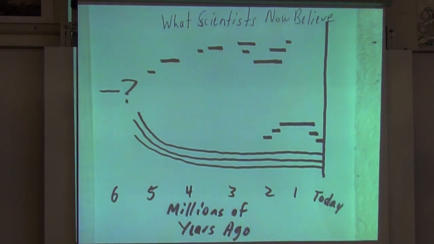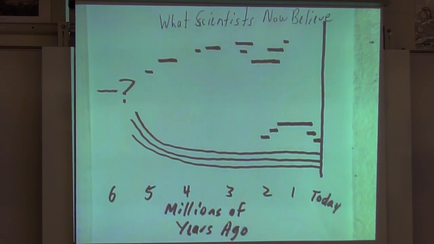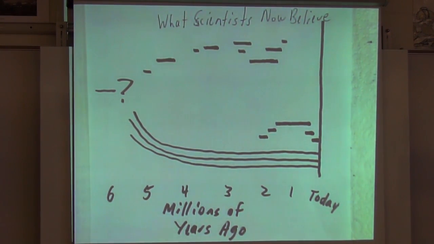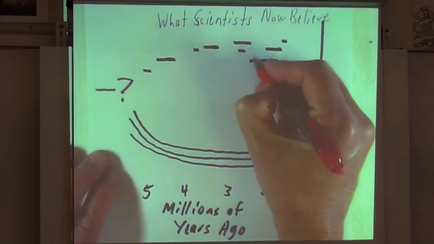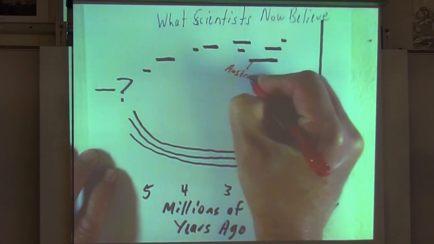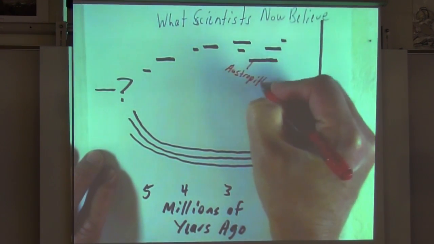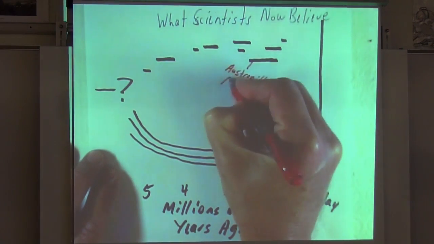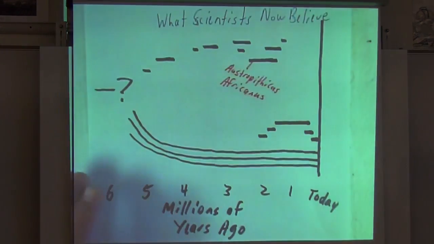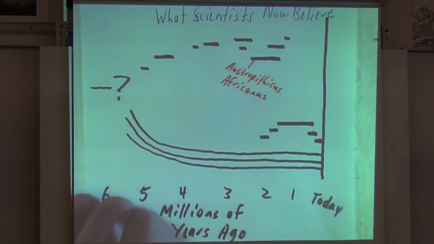You can see that I've differentiated every single species of pre-written history humans that have ever been found, and they have now been given their own line. For example, this one right here is Australopithecus africanus. Okay, so that's one of the ones from my previous list, right?